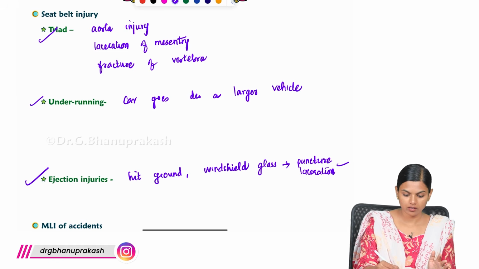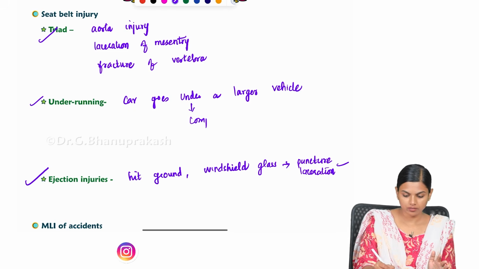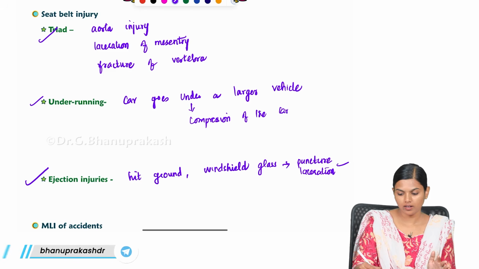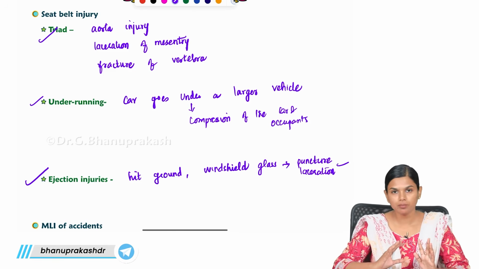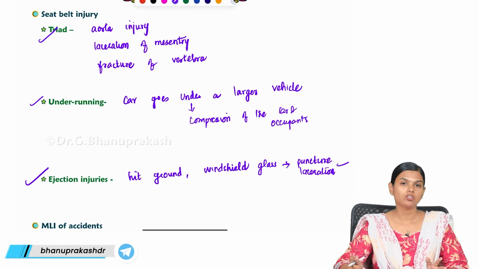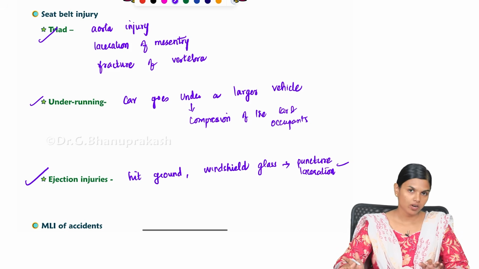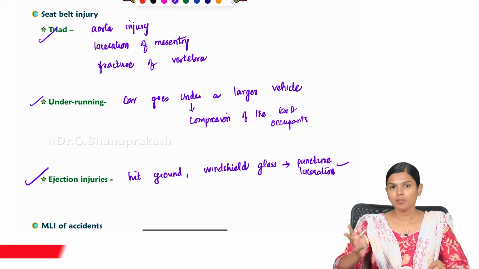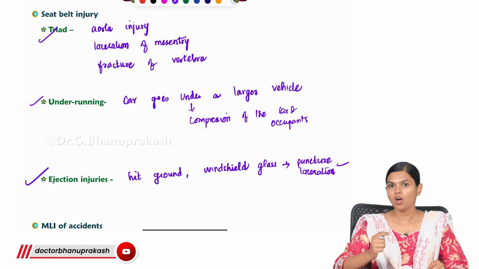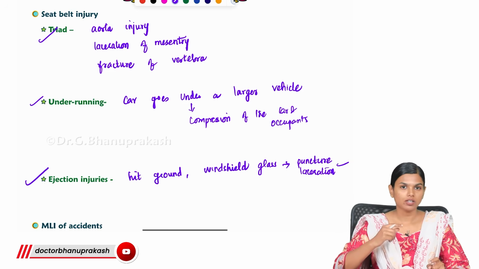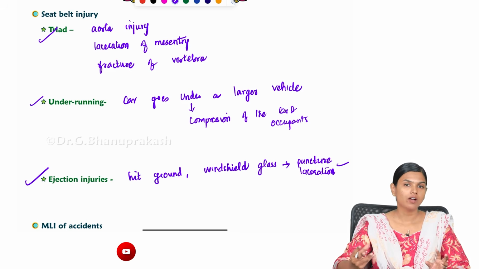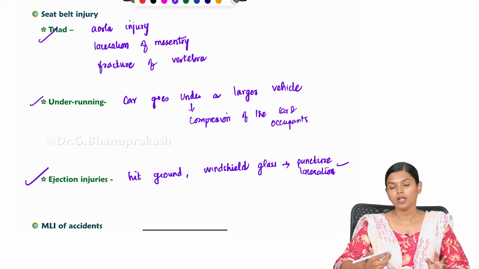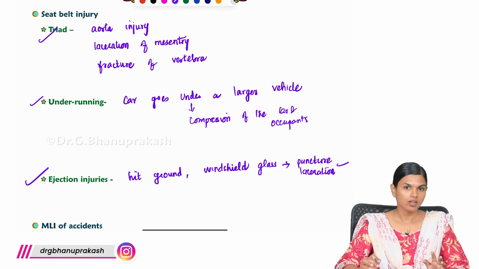When the car goes under a larger vehicle, everything will be compressed. There will be compression of the car and occupants, so everything will be completely avulsed and pulverized. So these are the occupants' injuries that are commonly expected in a road traffic accident. For pedestrians, you had primary impact, secondary impact and secondary injury. For occupants, you mainly had aortic injury, tear of mesentery and vertebral fracture, especially the lumbar vertebra, and you can also have sternum fracture, rib fracture, patella fracture, hemothorax and hemopericardium.